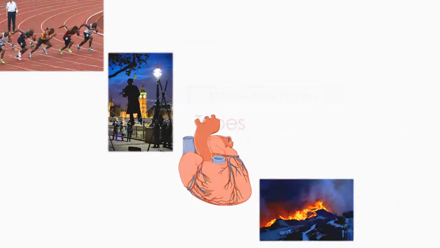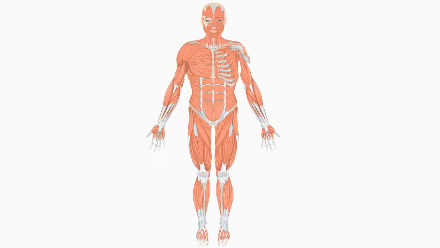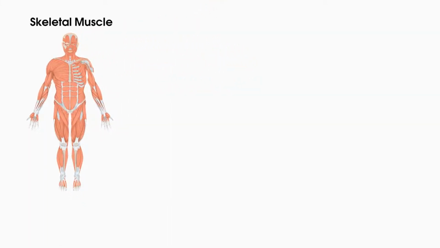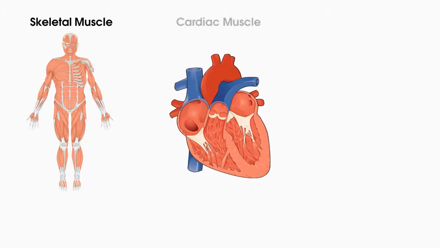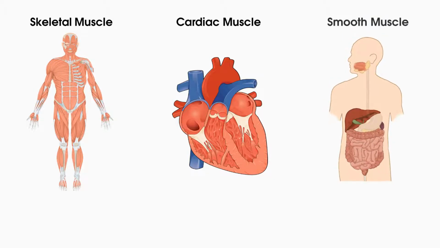So the next topic that we'll look at is the types of muscle tissue that we have. Now when we think of muscle, it's likely that this type of muscle would come to mind, something like a bicep or a pectoral muscle. However, there are actually three distinct types of muscle tissue. So these muscles which are on the screen are known as the skeletal muscles. Next, we have the cardiac muscle, which lines our heart. And finally, we have smooth muscle.